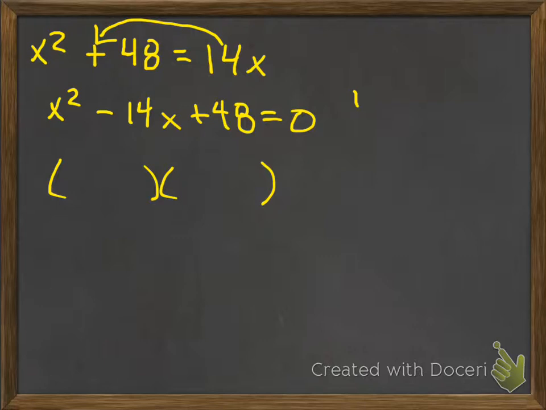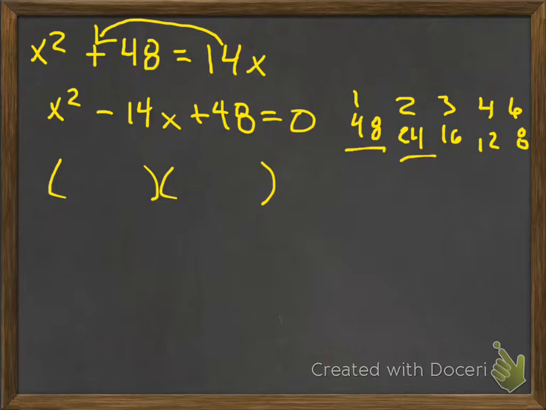So let's do our factors. Factors of 48. 48 divided by 1 is 48. 48 divided by 2 is 24. 48 divided by 3 is 16. 48 divided by 4 is 12. 48 divided by 5 gives me a decimal answer. Skip it. 48 divided by 6 gives me 8. 48 divided by 7, decimal answer, skip it. 48 divided by 8, I'm already starting to repeat, so these are all my factor pairs.